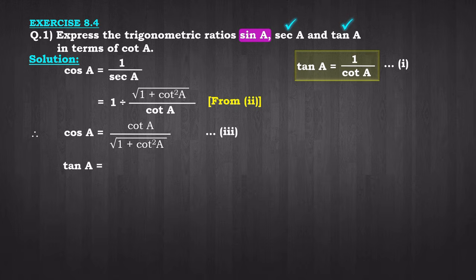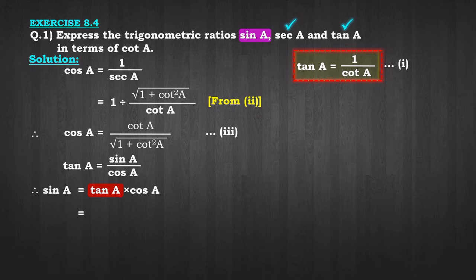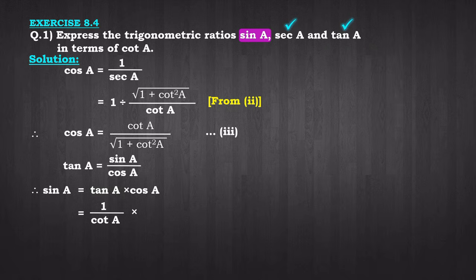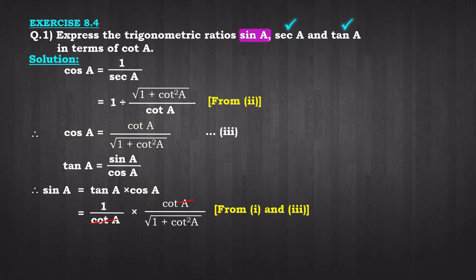Now let us find sin A. We know that tangent A is equal to sin A divided by cosine A. Rearranging, sin A is equal to tangent A multiplied by cosine A. Now substitute the values from equation 1 and equation 3. This gives sin A is equal to 1 upon cotangent A multiplied by cotangent A divided by the square root of 1 plus cotangent squared A. The cotangent A terms cancel each other. Therefore, sin A is equal to 1 divided by the square root of 1 plus cotangent squared A.